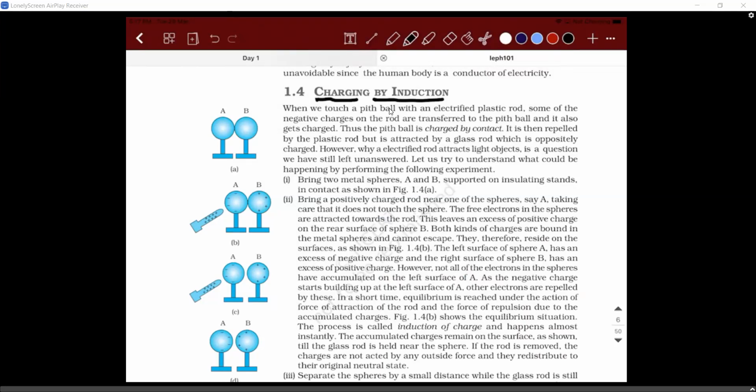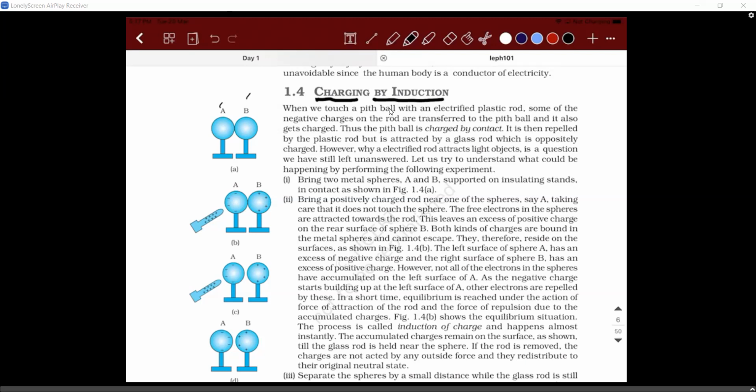let's say you have two spheres A and B. By default, they are going to be neutral. So when we say neutral, they are going to have equal amount of positive and negative charges. So let's look at the diagrams and try to frame our own theories and try to read it later. What is happening in diagram B?